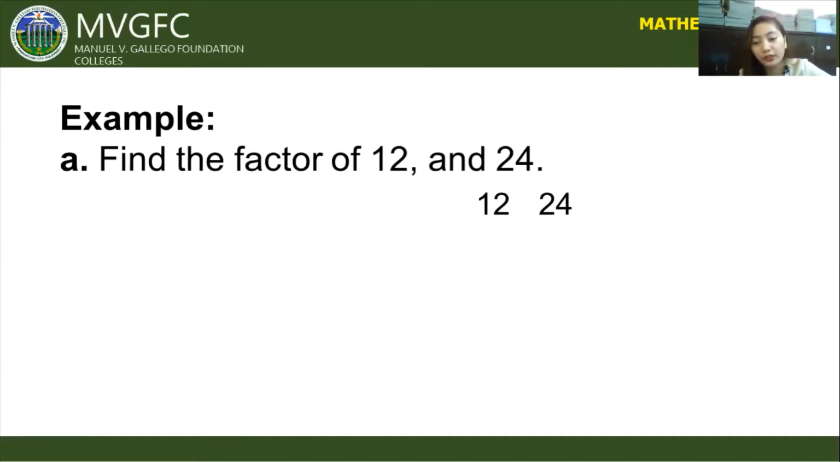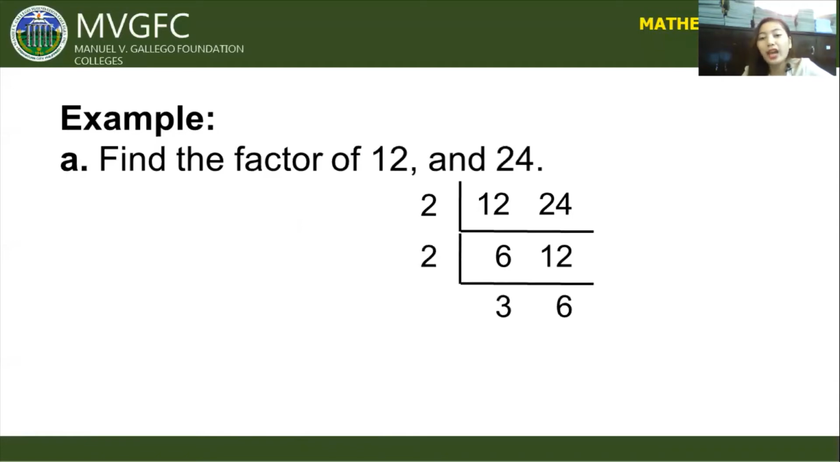So 12 and 24 are both divisible by 2. Okay, so 12 divided by 2 we have 6, and 24 divided by 2 we have 12. Now once again, use the same process. Think of the smallest prime number in which both the given numbers are divisible. So we have 6 and 12, and once again they are divisible by 2. So we have 3 and 6 for our answer.